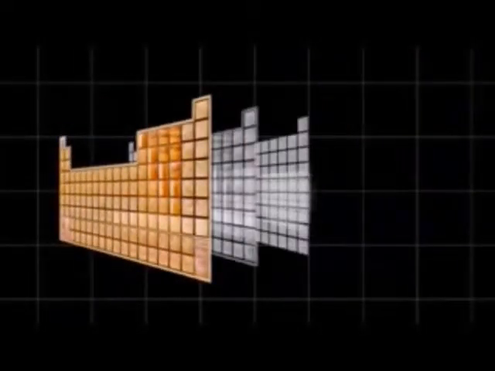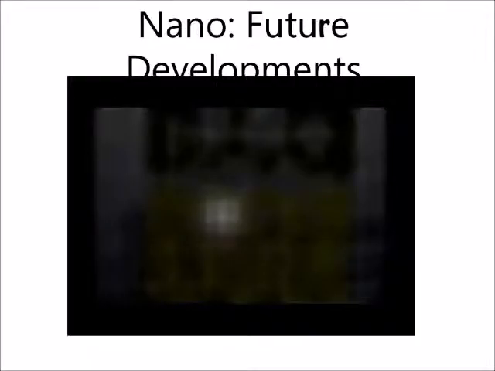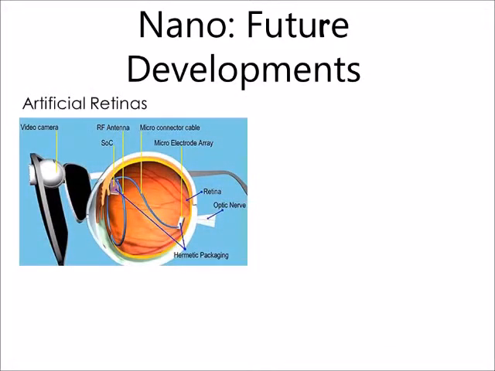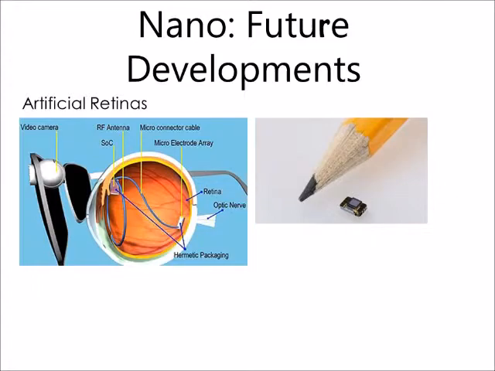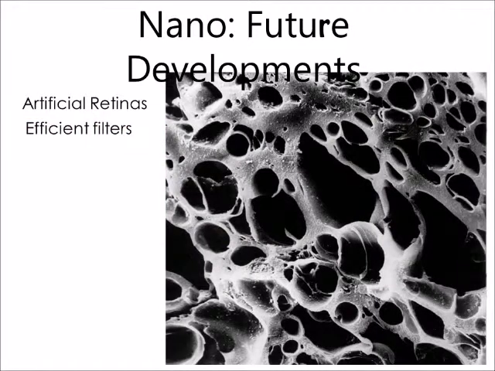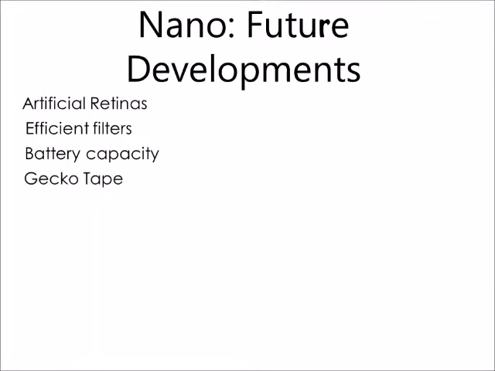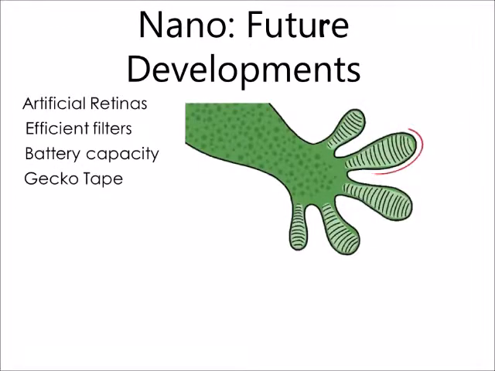It's basically like a periodic table has entered a new dimension, and each size creates a new characterization. We can have artificial eyes, where information is sent into tiny chips implanted in the eyes so that blind people could actually see. We have incredibly efficient filters because of the increased surface area, batteries with higher capacity because of a single layer of graphene, and we have gecko tape, which is based off the feet of geckos.